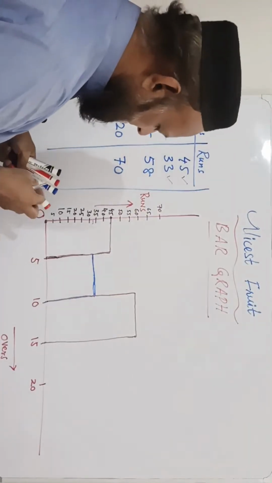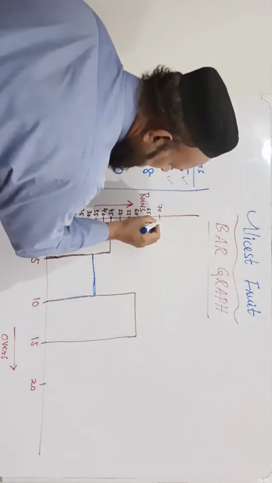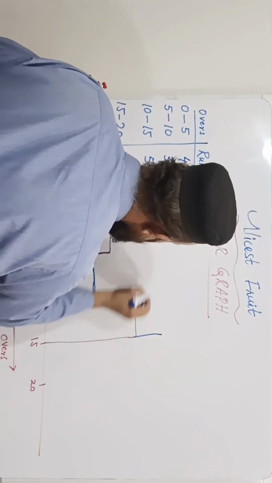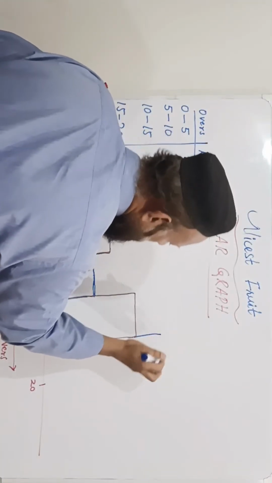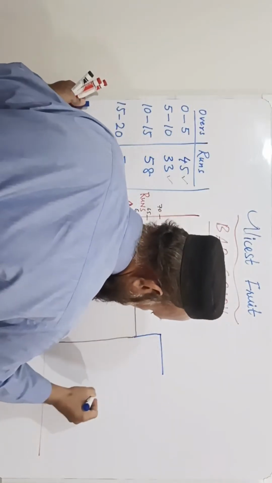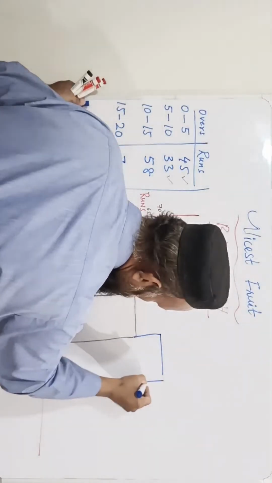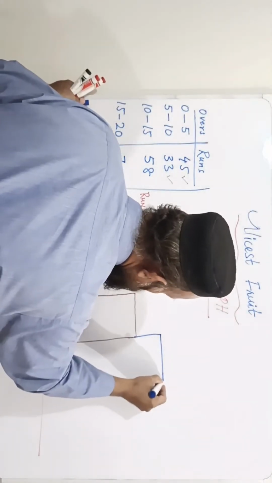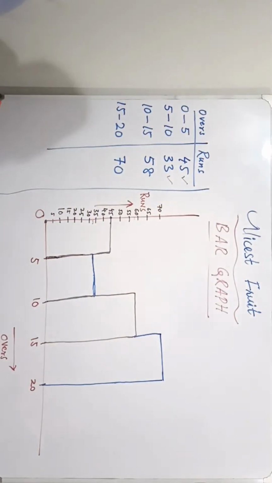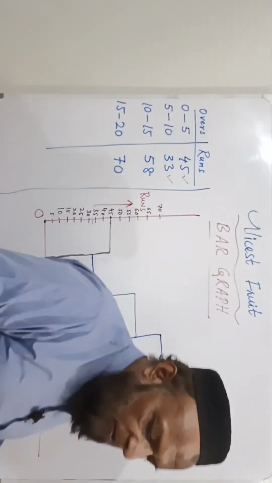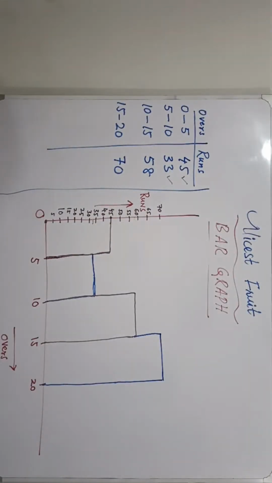Where does 70 lie? 70 is over here. Yes. So this is how we can draw a bar graph. And this is how a bar graph indicates different values.